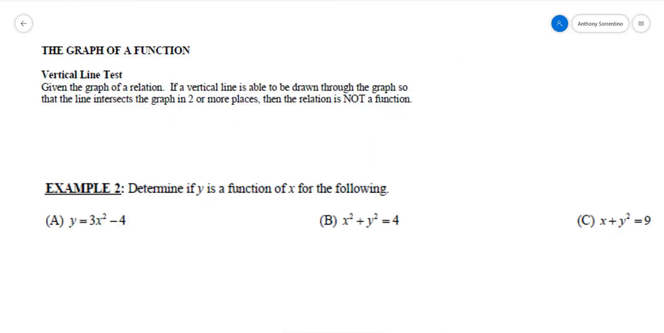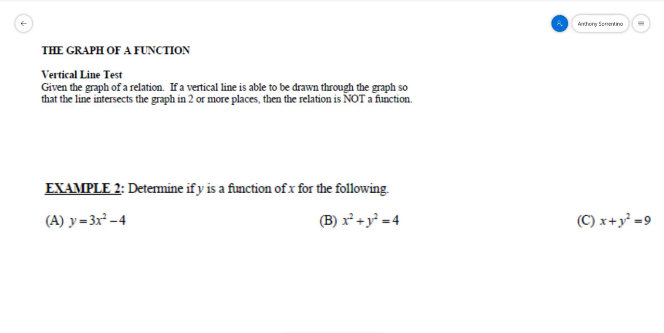When we're looking at graphs, we use a vertical line test to determine whether or not a graph we're looking at is a function or not. Basically, the vertical line test is stating that if I'm able to pass a vertical line through a graph, as long as that vertical line only touches the graph once, it is a function. If it touches more than once, it's not.